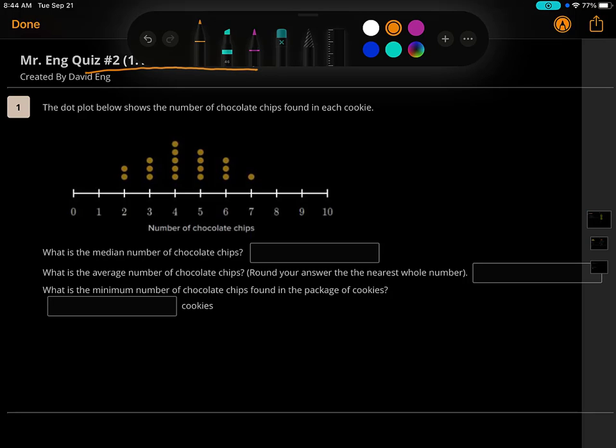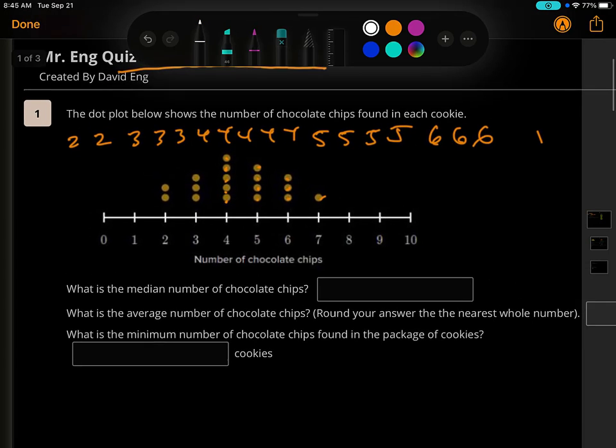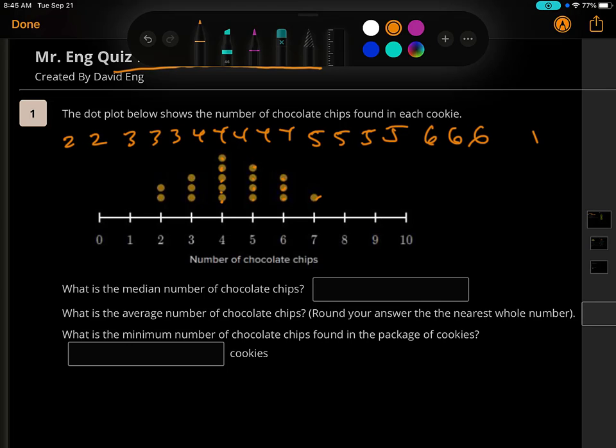So you can count the total number. I have 2 here, 3 here. I'm just going to write the numbers. 2, 2, 3, 3, 3, 4. How many 4s? 1, 2, 3, 4, 5. Then 5, 3, and 1. So there are, oh, that's a 7, dot.